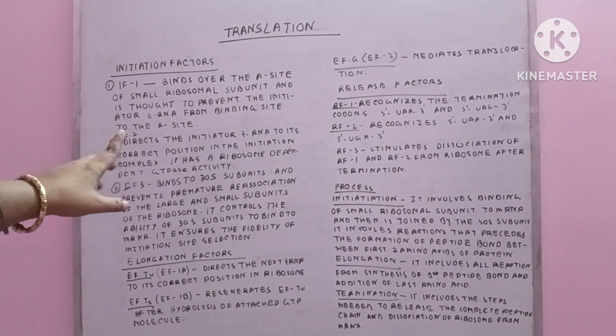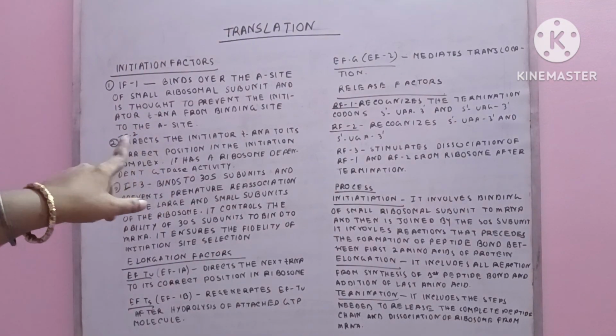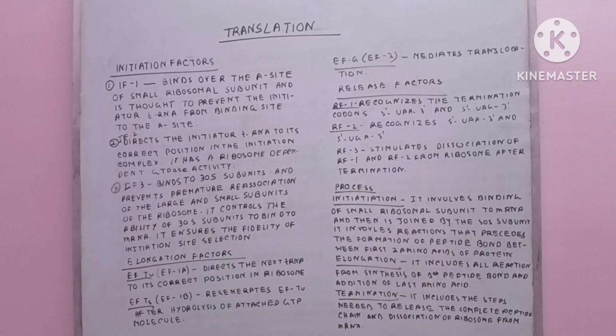The second is IF2. It directs the initiator tRNA to its correct position in the initiation complex to continue the initiation process. Obviously the GTPase activity is very important here, because without GTPase activity IF2 cannot activate, or you can say its function does not occur.